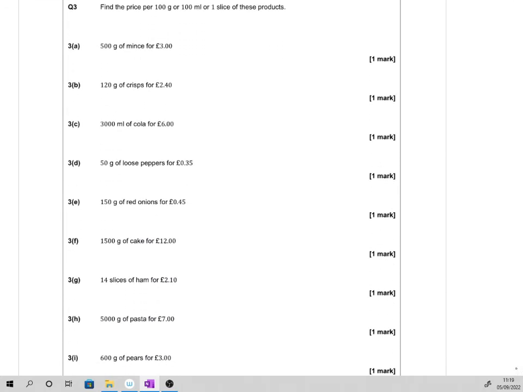Find the price per 100 grams or 100 mils of one slice of these products. So 500 mints for £3. So we need to divide by 5. Okay, so £3 divided by 5. So 3 divided by 5 is 0.6, so that's 60 pence.